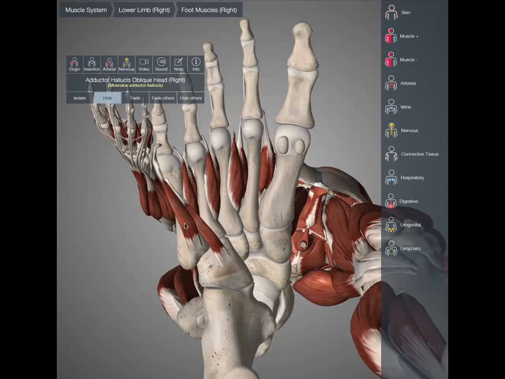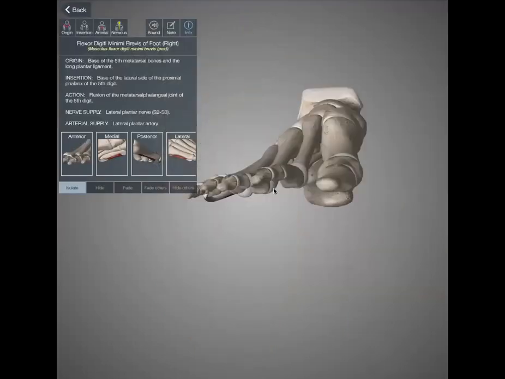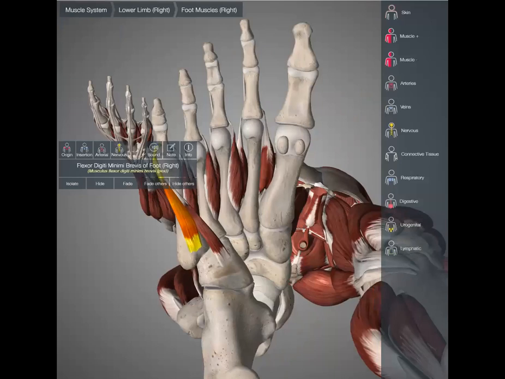Finally, we have flexor digiti minimi brevis of the foot, here, and it originates from the base of the fifth metatarsal and attaches to the base of the proximal phalanx of the fifth digit. Flexion of the little toe. Innervation is the superficial branch of the lateral plantar nerve. And that gives us the third layer.